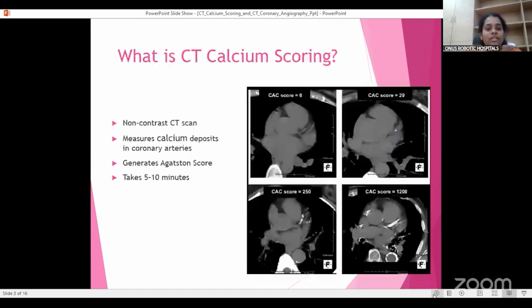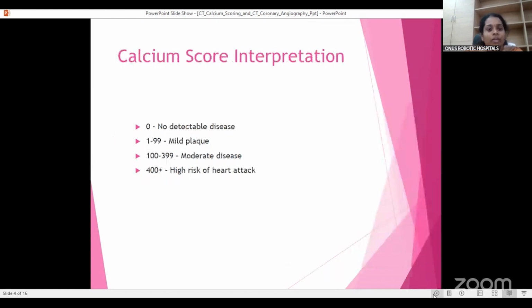Coming to the CT calcium scoring, it's a non-contrast CT scan. It measures the amount of calcium deposited in the plaques in your arteries, which is directly proportional to the blockage. We do it on the basis of the Agatston scoring. It takes around 5 to 10 minutes, and we stratify the patients based upon this Agatston scoring. If it is 0, there is no detectable disease.